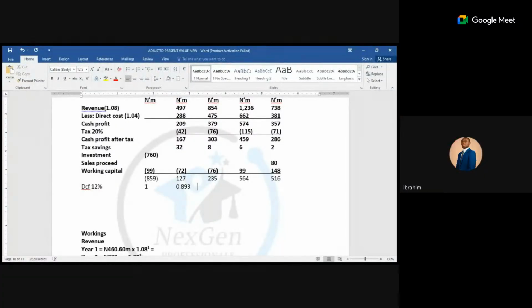0.89, 3 decimal. What do we have here? 0.797. What do we have here? 0.712. What do we have here? 0.636. So what will be the present value?